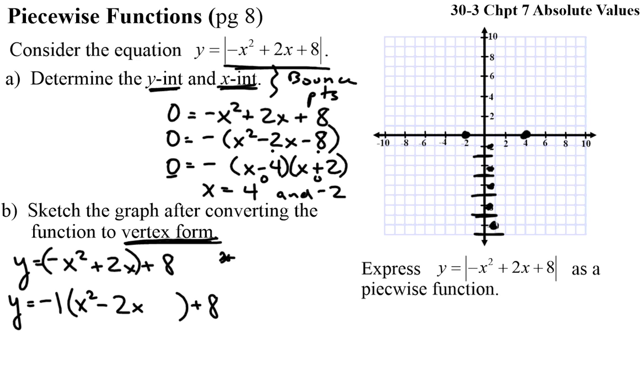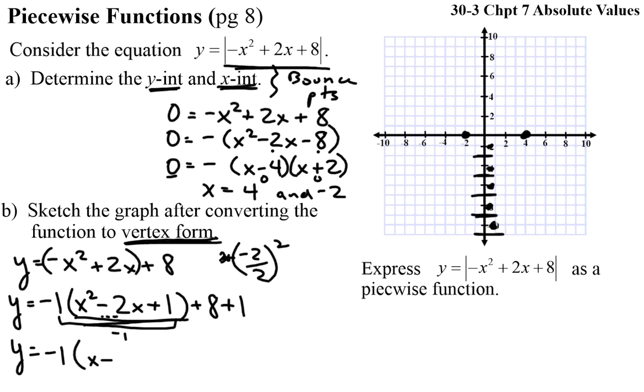I need the magic number. Negative 2 divided by 2, but I want that squared. Well, that becomes 1. What did we add to this question? We added a negative 1. So I need to add a positive 1 to counteract that. Now we factor this: negative 1, x minus 1 squared plus 9. There's my vertex form. Why is that helpful?